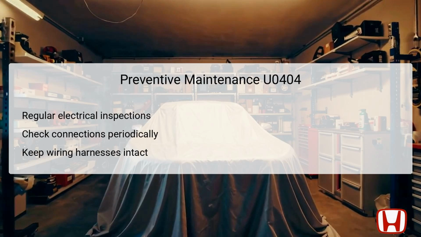Preventive maintenance plays a vital role in minimizing the recurrence of DTC U0404. Regular electrical system inspections can help you detect potential issues before they escalate into major failures. Focusing on the shifter assembly and its connections is essential, since they are critical for data transmission to the TCM. Periodically check and tighten all connections to prevent them from becoming loose due to vibrations or wear and tear.